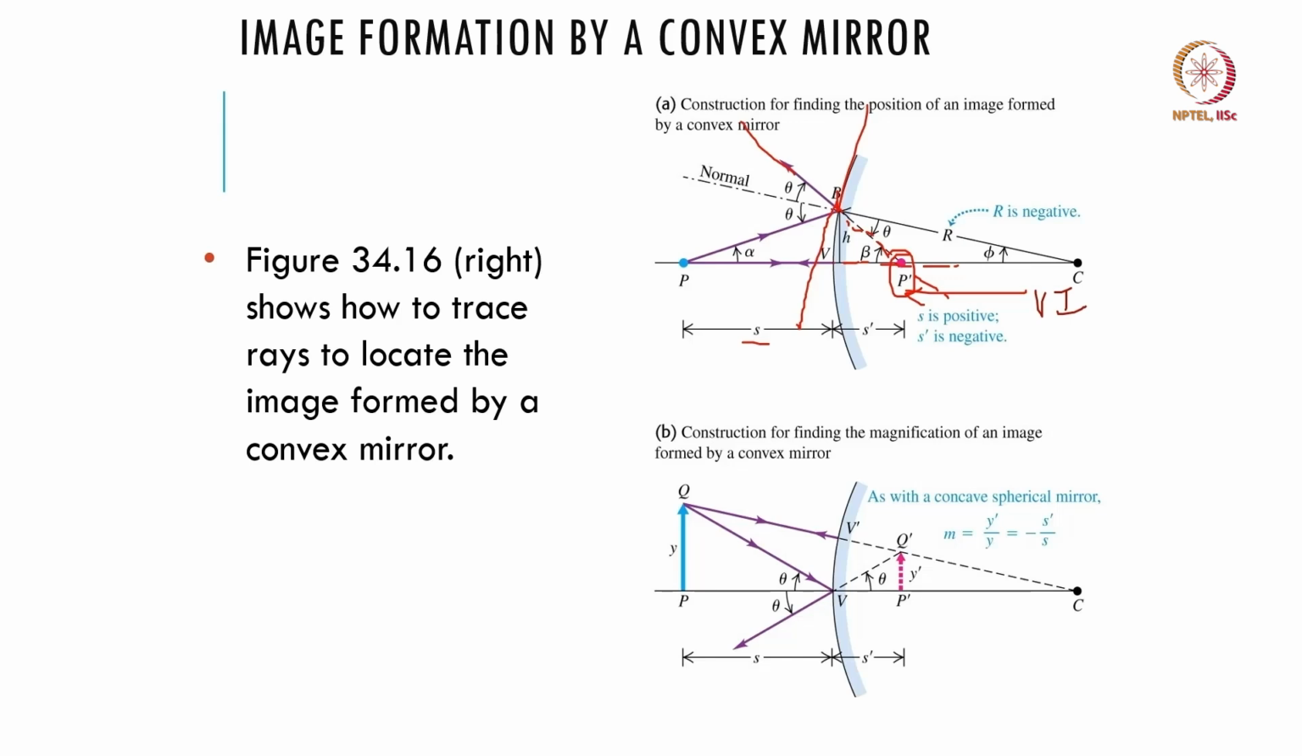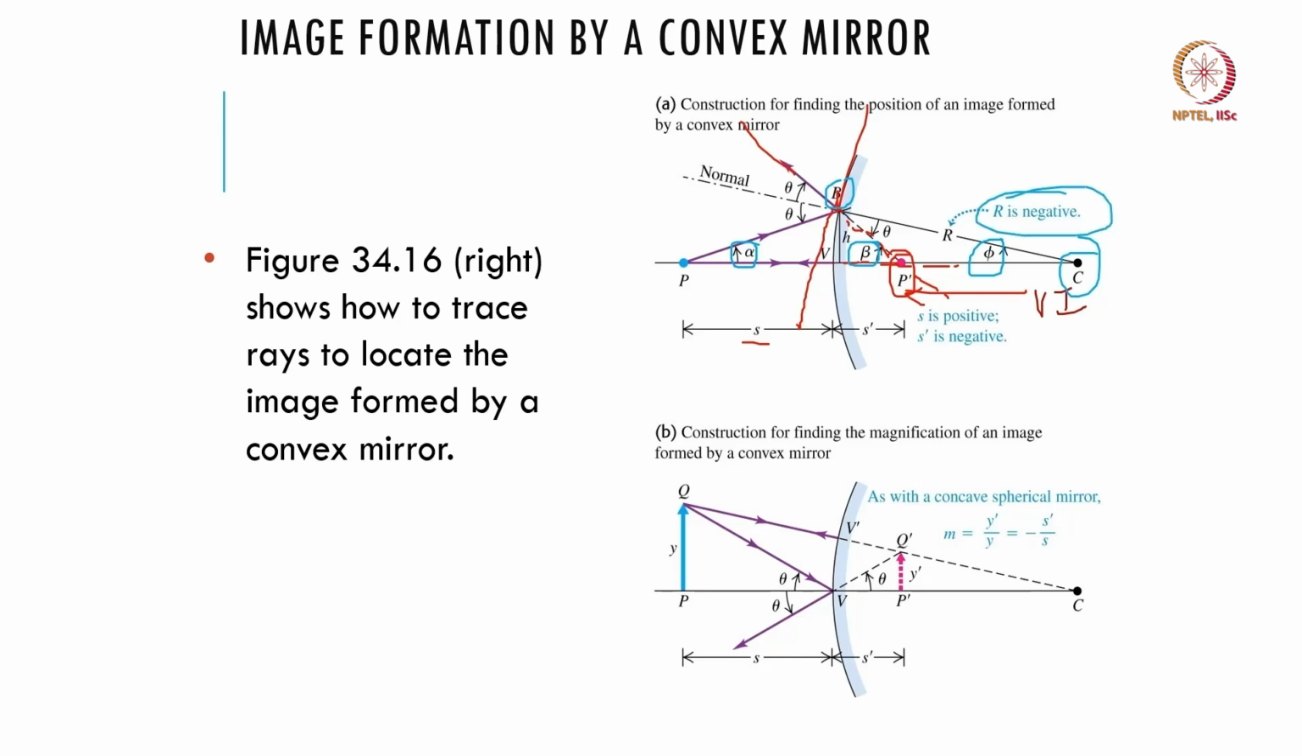we have the angle alpha, which is the angle subtended by the incident ray with respect to the optical axis, angle beta, which is the angle subtended by the reflected ray with respect to the optical axis, and angle phi, which is the angle subtended by the normal at the point of incidence which passes through the center of curvature. And phi is the angle between this normal and the optical axis. Since the center of curvature and outgoing ray are on opposite sides of the mirror, R is considered negative in this case.